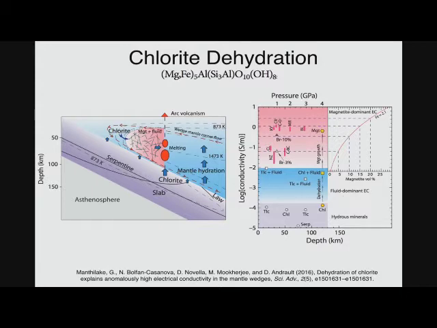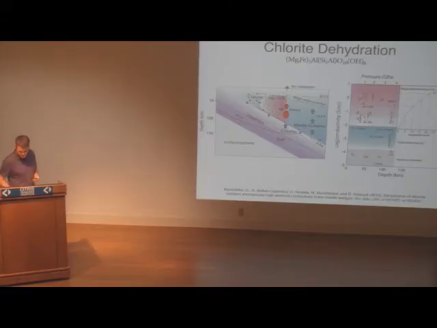So if the flow is coming in like this and you've got chlorite over here, as it comes back around and starts flowing down, it's going to enter this hot zone here, and it's going to release fluid as well as form magnetite, and so that could explain some of this conductivity. But we also know that you have to form melts here because that's how we get the arc volcanism. So there's probably some combination of all of these.